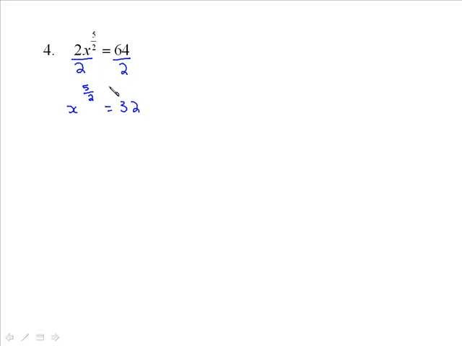And then to get rid of that exponent 5 over 2, we raise it to the 2 over 5. And that becomes the 5th root of 32 raised to the 2. And you could do the same thing that we always do, or you could do it quicker. 5th root of 32 is 2, and then 2 to the 2 gives us x is equal to 4.